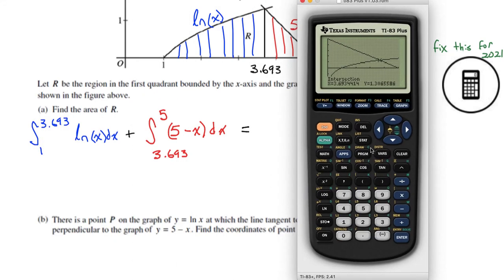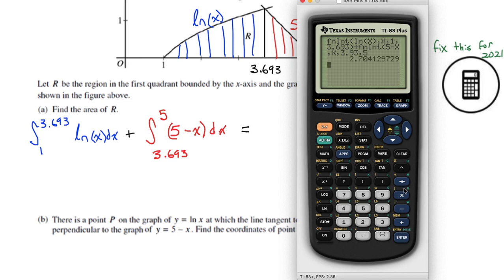So how do we do that? Let's second mode quit out of that. I'm going to do math 9, the integral of, I'll just type it in again, natural log of x with respect to x from 1 to 3.693. Oh, I don't need to do a comma. I need to do a parenthesis. Then I'm going to add that with math 9, the integral of 5 minus x with respect to x from 3.693 to 5, and hit enter.